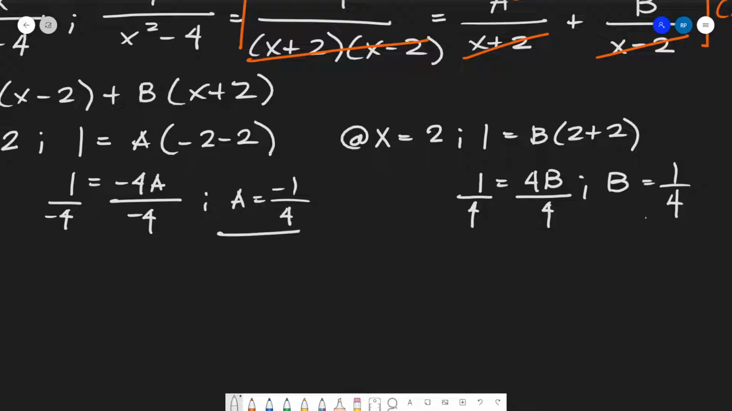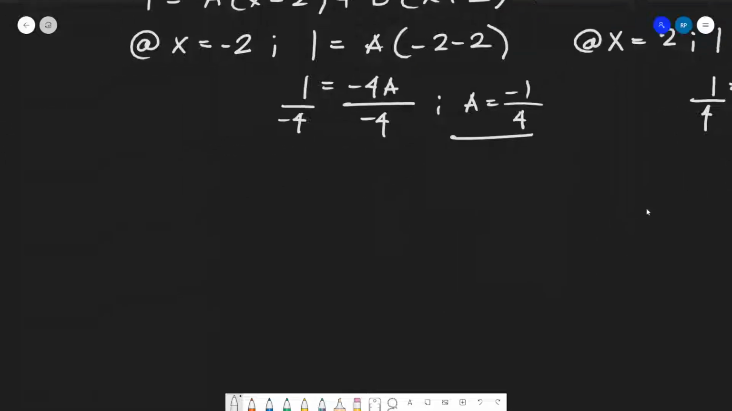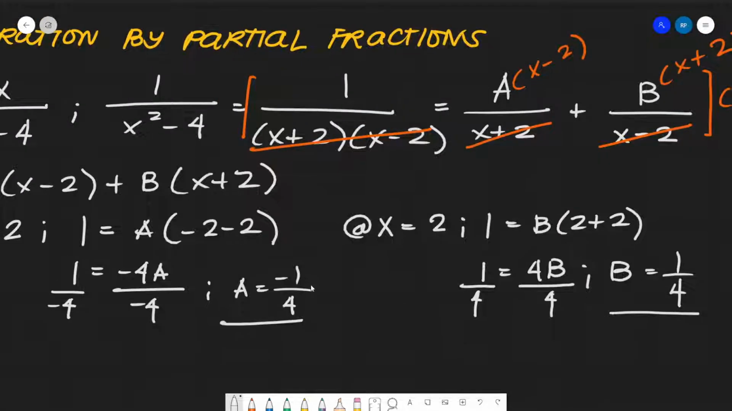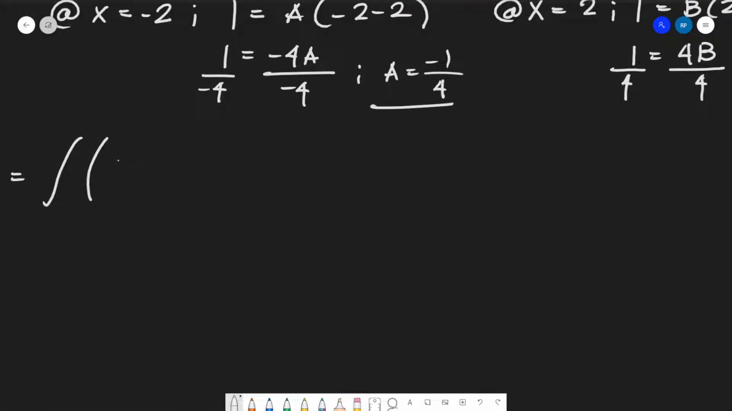So we have A and we have B. We substitute them into our decomposed fraction. So we have our new integral. For A, we have negative 1/4 times 1 over x plus 2. Then we have plus 1 over 4.